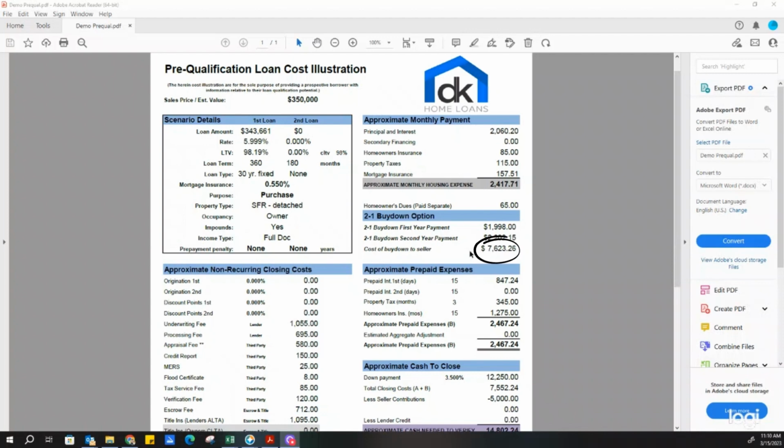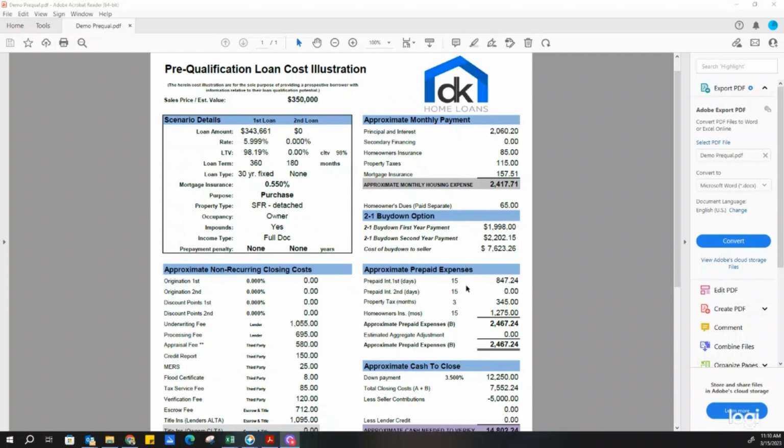So 2-1 means that 2% lower the first year, 1% lower the second year, meaning that you're at 3.99 to start out, then 4.99. Here we're illustrating what the monthly payment is, and here we're illustrating what the cost to the seller would be. So 76, 23, 26 to buy that. This is really great. I mean, it shows you can get a $350,000 house right now for under $2,000 a month.